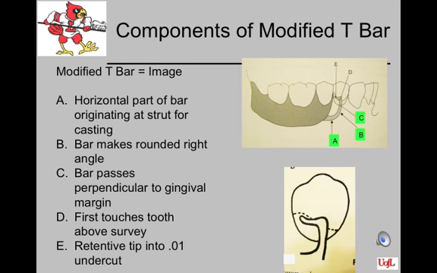The first point of touching at point D is above the survey line for this T part of the bar, and then the little retentive tip swings back into your 0.01 undercut. A good point of observation for this is to look at the lower illustration.